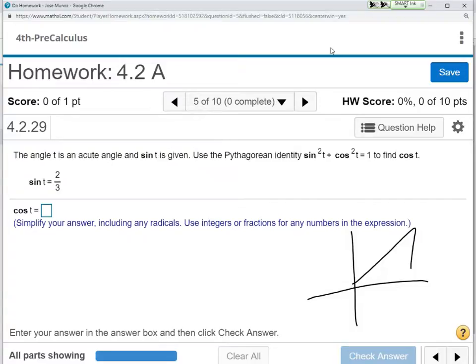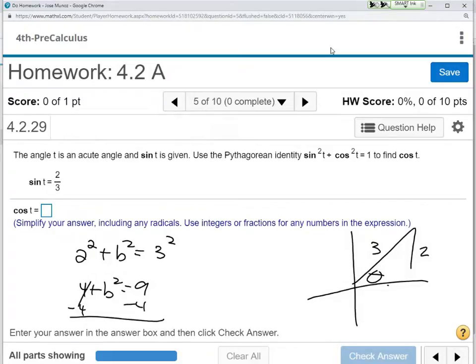And the sine is 2/3. Okay, so they want me to find cosine. I don't know what angle it is. So what I'm going to have to do is use my Pythagorean theorem to figure out the hypotenuse here. Oh, wait a minute, that's not right. This should be a 3 here. It's opposite over hypotenuse, correct? So I'm going to have to do 2 squared plus b squared equals 3 squared. That's 4 plus b squared is 9. Take away 4 from both sides. So this ends up being radical 5, right?